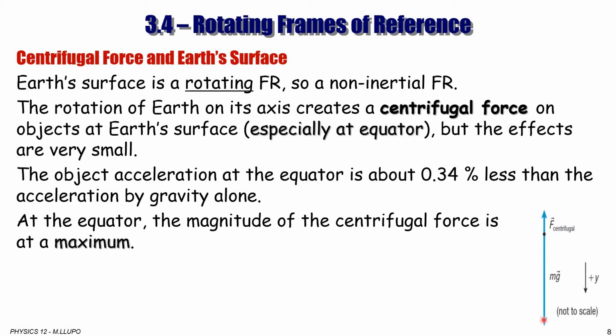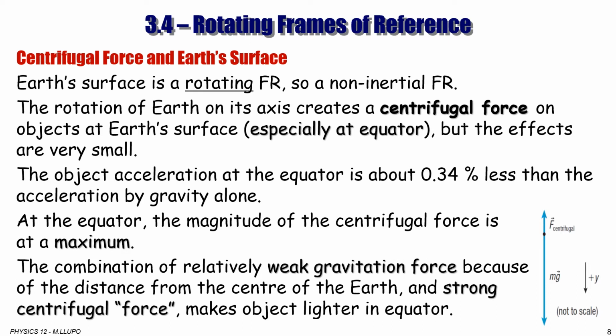Obviously, gravity is much, much stronger compared to that force. So that's why, on the surface of the Earth at the equator, you don't really feel much difference from normal. But yes, it is a very small difference that, as I said, we're going to calculate later on. So the combination of relatively weak gravitational force because of the distance from the center of the Earth and a strong centrifugal force makes the object lighter at the equator, much lighter than it is on the same surface at the poles.